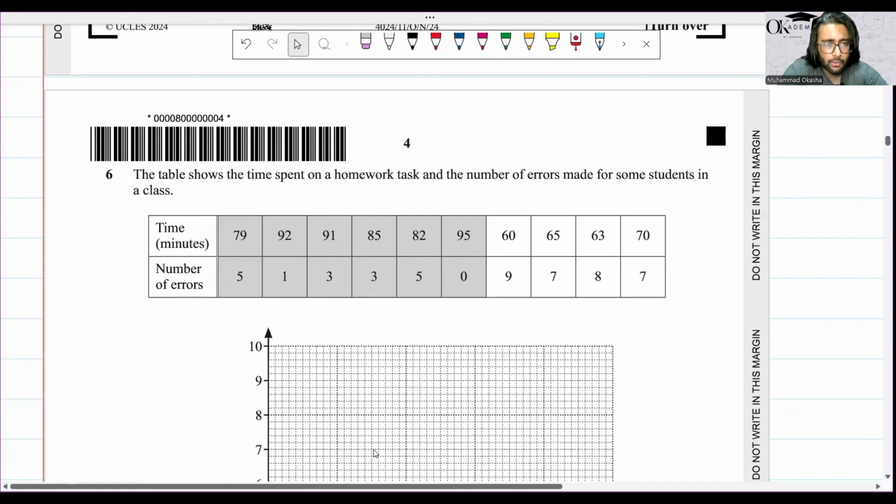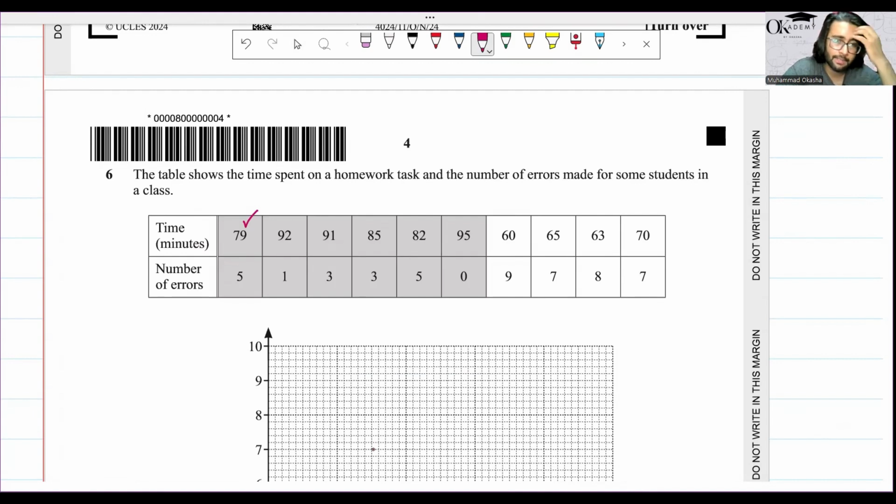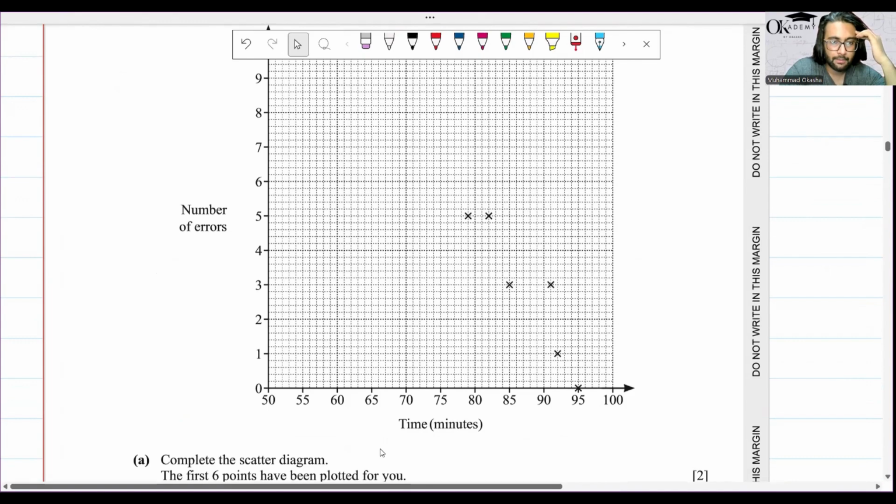A table shows the time spent on homework and the number of errors made for STEM students in a class. The time is in minutes. One student spent 79 minutes doing the homework and made 5 errors. The other student spent 92 minutes and made 1 error. If you spend 91 minutes, there were 3 errors. 85 minutes, 3 errors. 82 minutes, 5 errors, and so on. I see. Right.